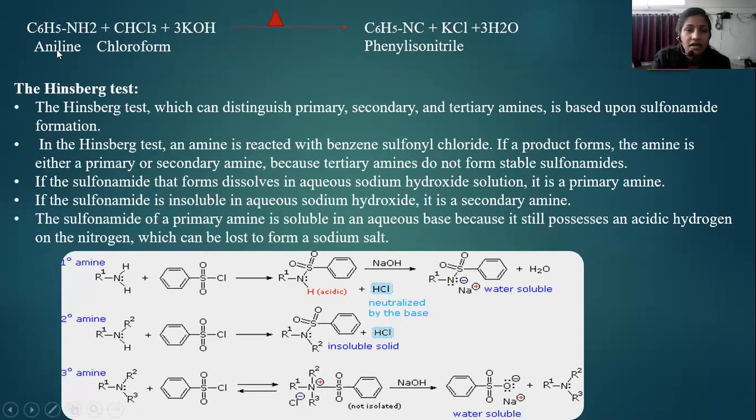Then, another example: aniline plus chloroform plus 3 molecules of KOH gives phenyl isonitrile compound. Okay, thank you.